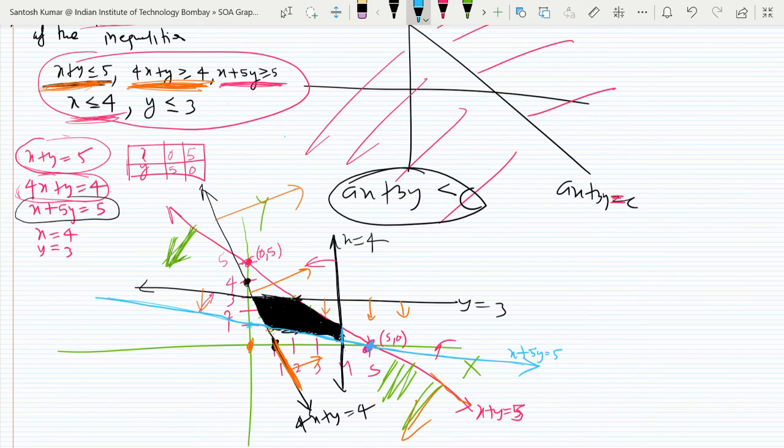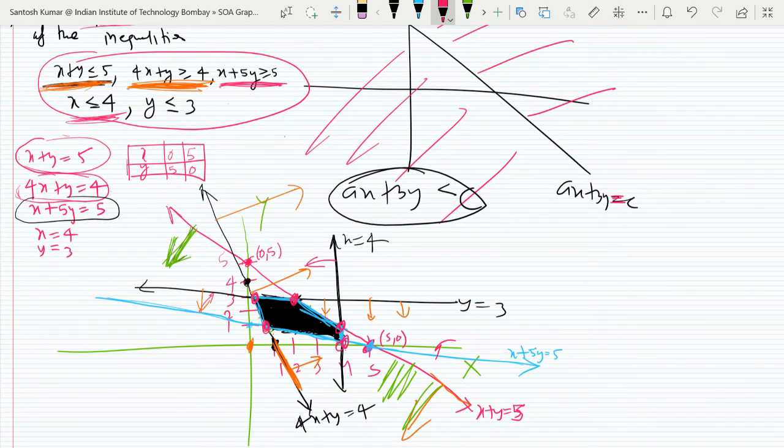Four. Okay. Five. So I have made it clear for you. Now you can count very easily. How many do we have? One, two, three, four, five. So we have five corner points.